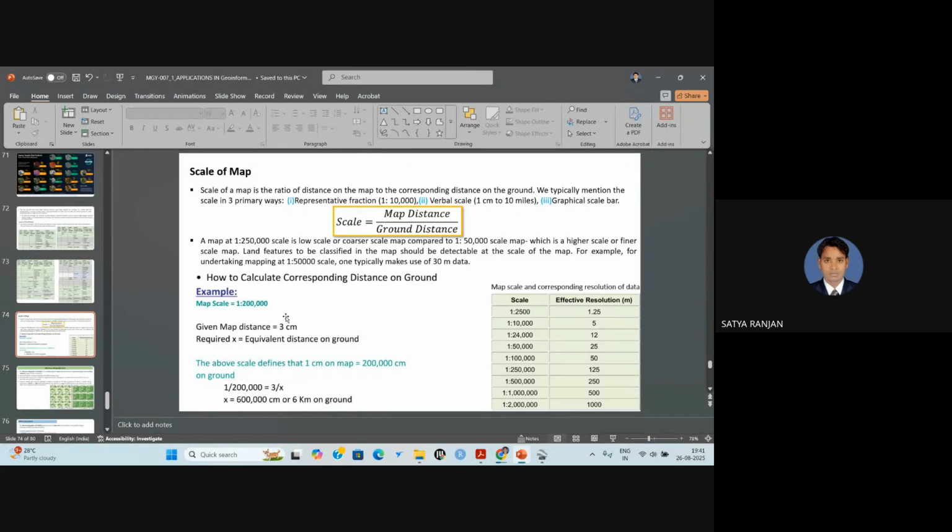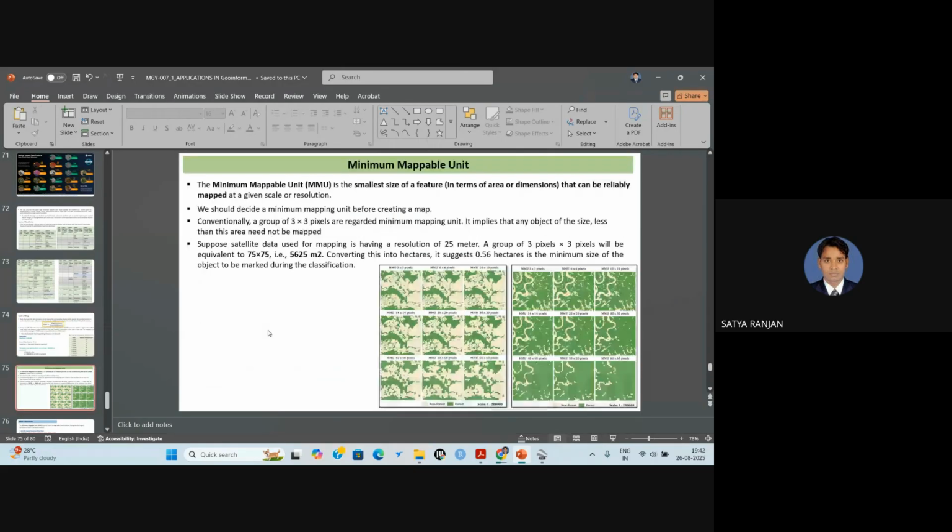So if the scale is reduced, or the scale is very high, I think in 1 is to 20,000, then the ground distance also decreases. Then minimum mappable unit. So if there is a 30 meter into 30 meter resolution of satellite image, then we cannot map the data having 10 meter into 10 meter features on the ground. So minimum mappable unit is there.